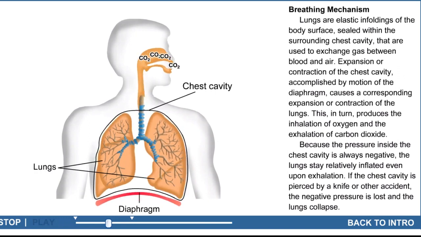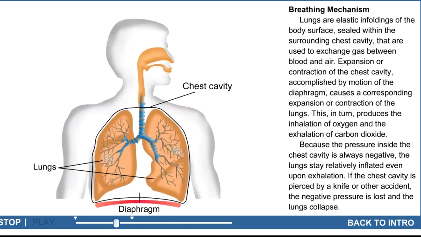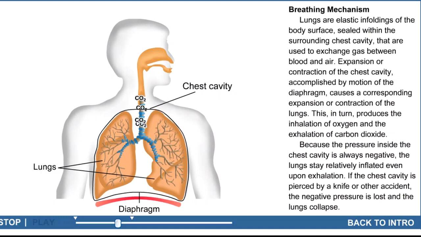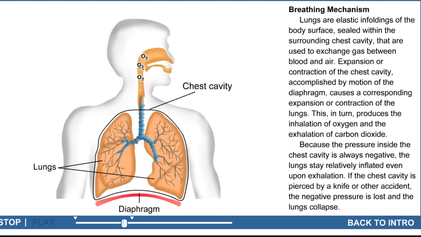Because the pressure inside the chest cavity is always negative, the lungs stay relatively inflated even upon exhalation. If the chest cavity is pierced by a knife or other accident, the negative pressure is lost and the lungs collapse.